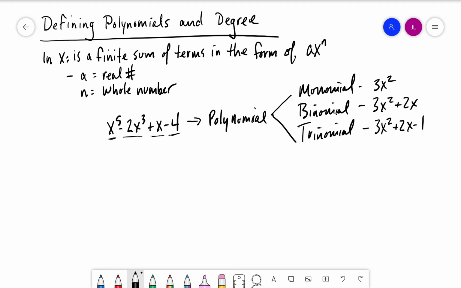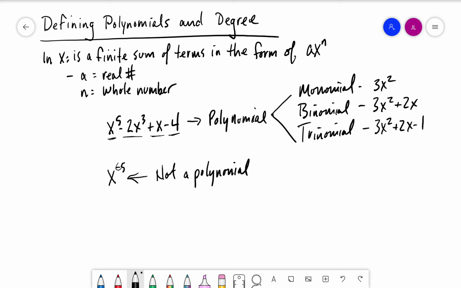meaning when we add them together, we reach an endpoint. One thing we need to pay attention to is our x's with our powers here. We go from 5 to 3 to 1. Polynomials we usually like to see written in descending powers of x. Now, if we have something like x to the negative fifth, this is not a polynomial because it has a negative sign in front of the exponent.